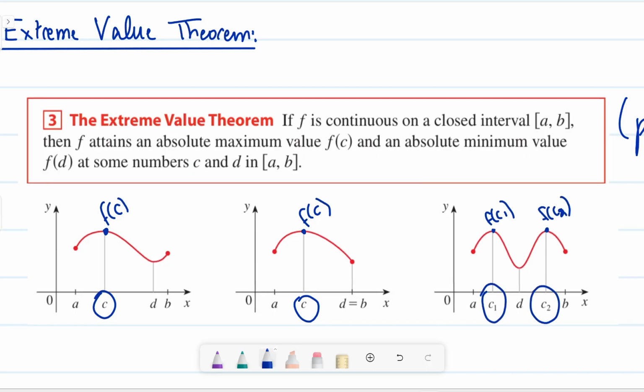So the next thing the extreme value theorem tells us is that there's also a minimum value f of d at some number d between a and b. So here's our d, this is our absolute minimum. And in the second graph, d happened to be equal to b. And in our last graph, this is our d, it's the absolute minimum.